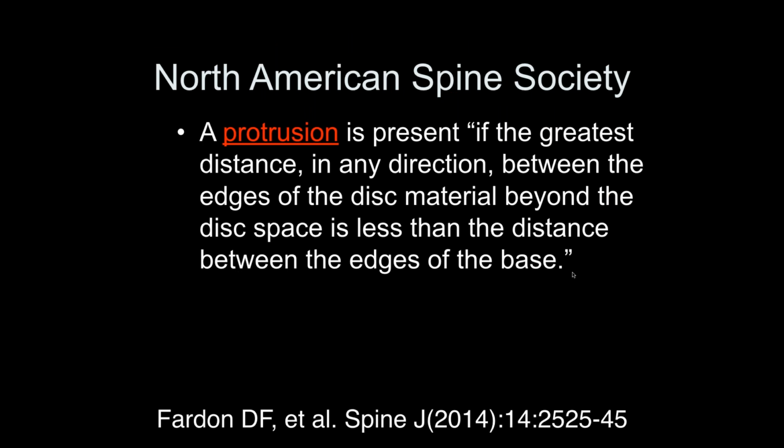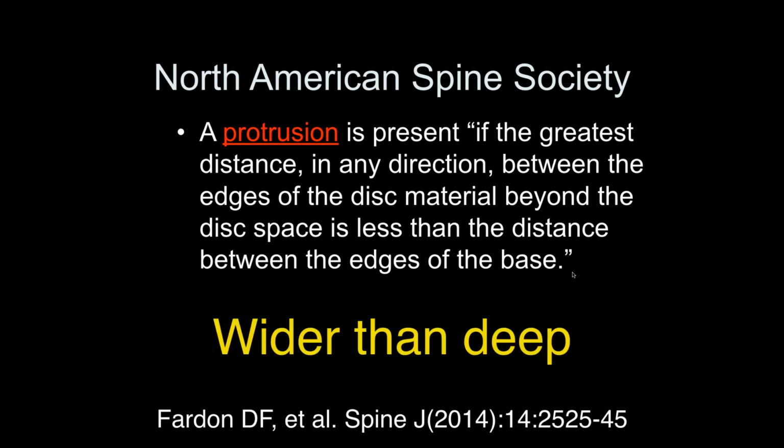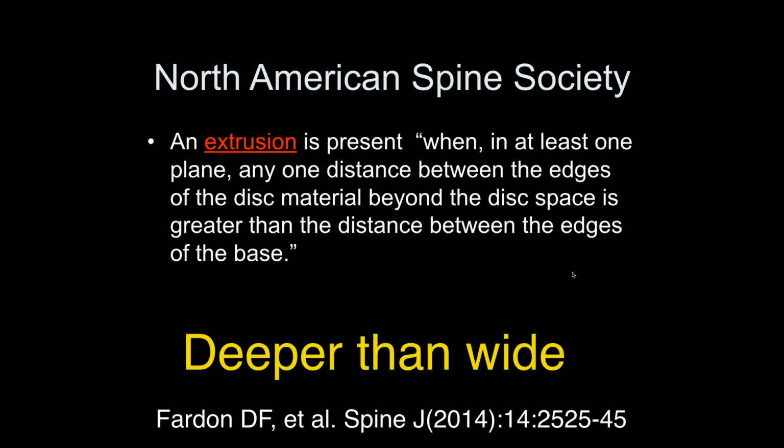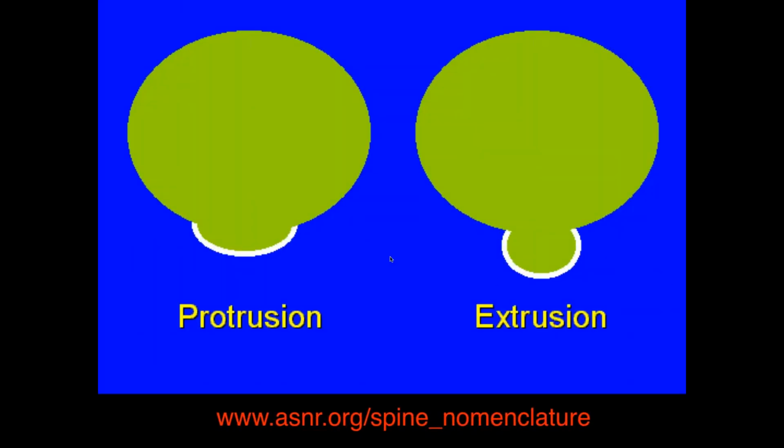So a protrusion is defined as present if the greatest distance in any direction between the edges of the disc material beyond the disc base is less than the distance between the edges of the base. Make a lot of sense? Or it's basically wider than it is deep. That's a protrusion. Now, an extrusion is basically something that's deeper than it is wide. So in a protrusion, the width is greater than the degree of protrusion. In an extrusion, the width is less than or equal to the degree of extrusion. So that's by definition how you define those two.